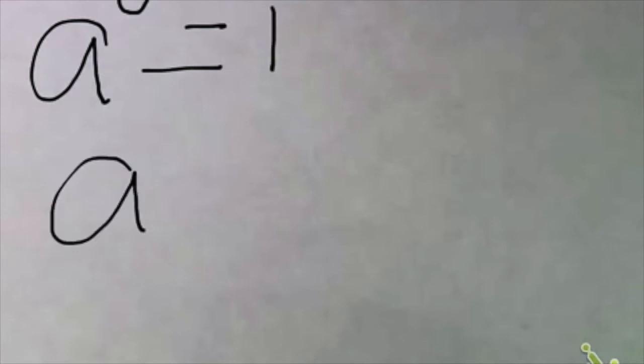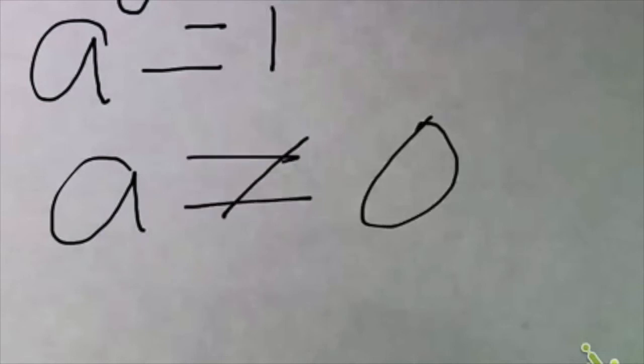This is our last rule, and it is law 5. We skipped 4 because we were told we did not have to do it. So law 5 is a to the power of 0 always equals 1. So anything to the power of 0 is always 1, or a is not equal to 0.